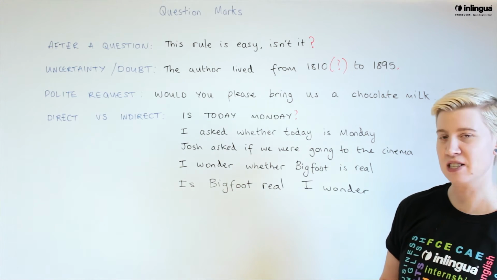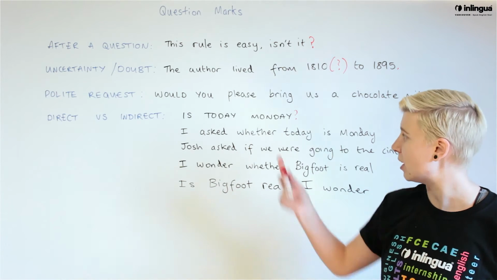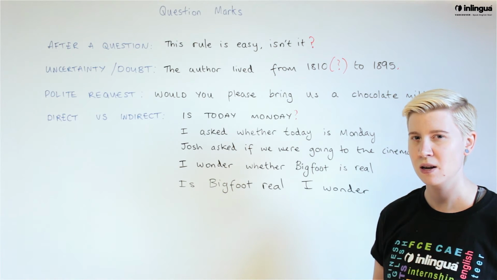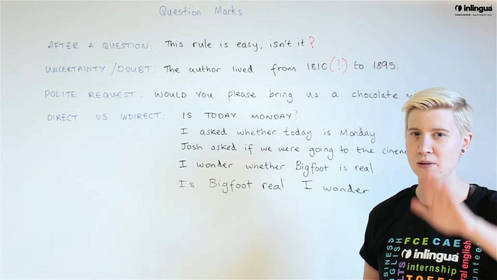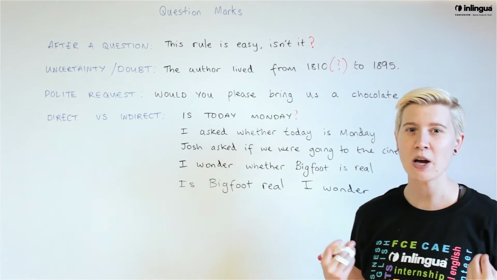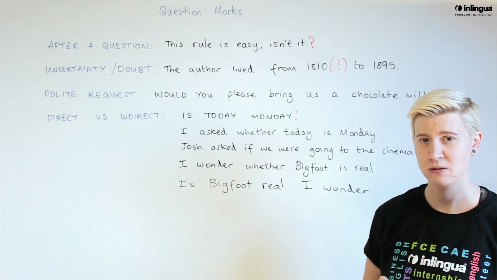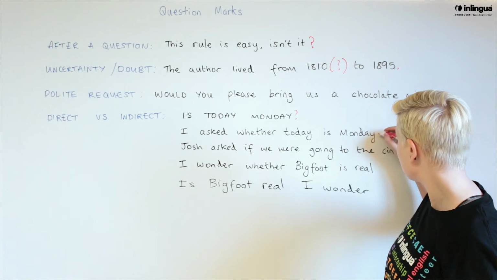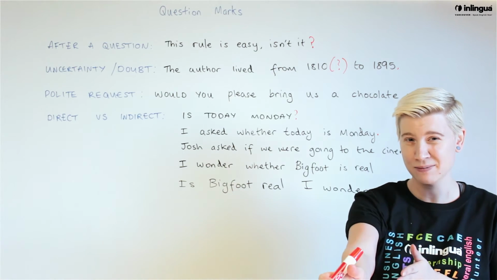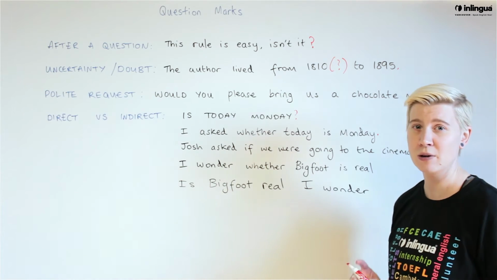I asked whether today is Monday. You heard me. I asked you. I said, is today Monday? I asked whether today is Monday. Listen to my inflection, my voice. Is today Monday? Going up for a question. I asked whether today is Monday. Going flat. This is an indirect question. I am not asking the question directly. I am going around the question. And so we do not need a question mark for this sentence.